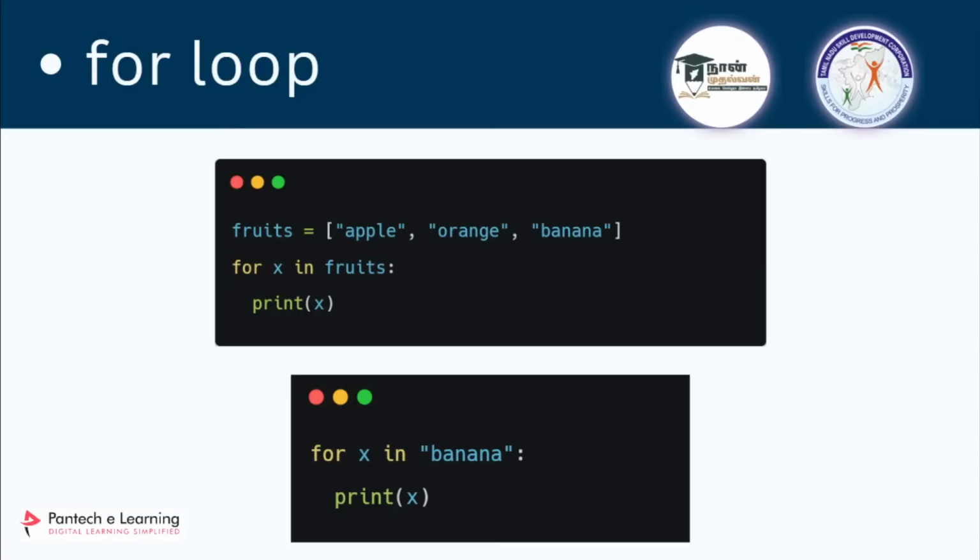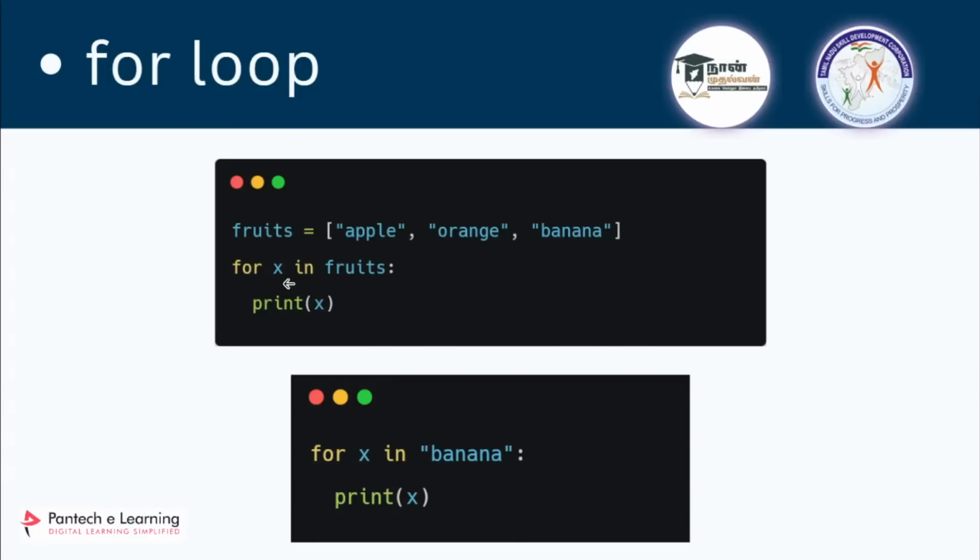And using for loop, how to create a for loop: you have to write this for. This is going to create a for loop, and next to that you have to give a new variable which you haven't used earlier. So this x will be a new variable. And you have to give the sequence you are going to iterate over. So I'm going to iterate over this fruits.